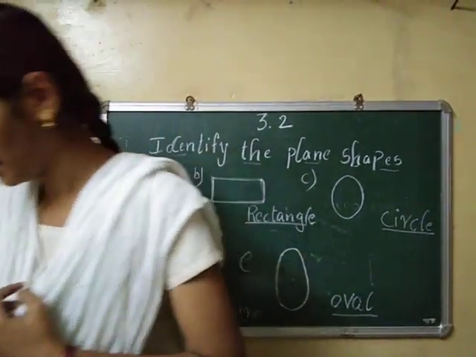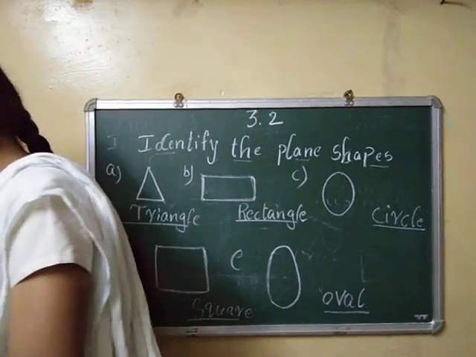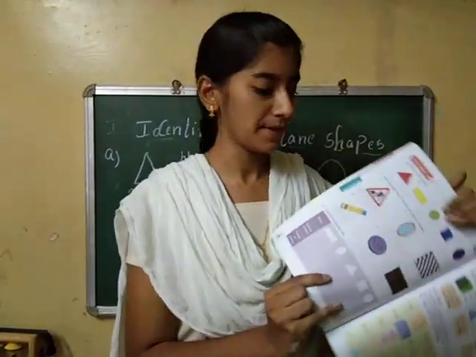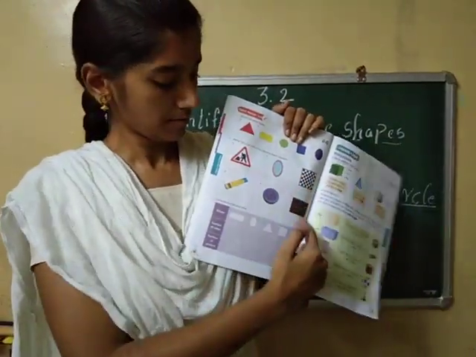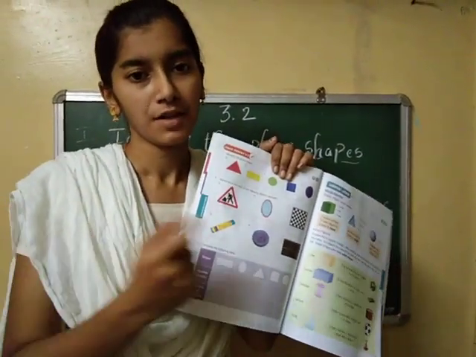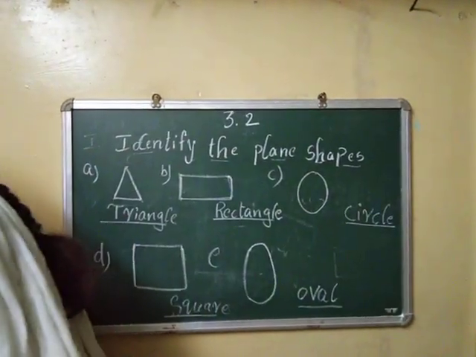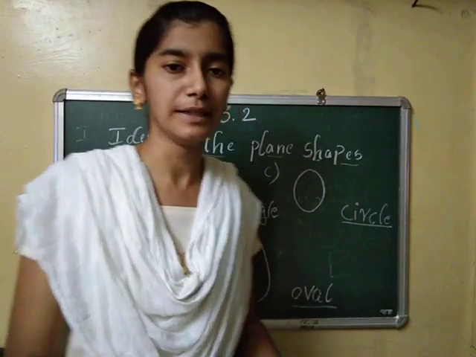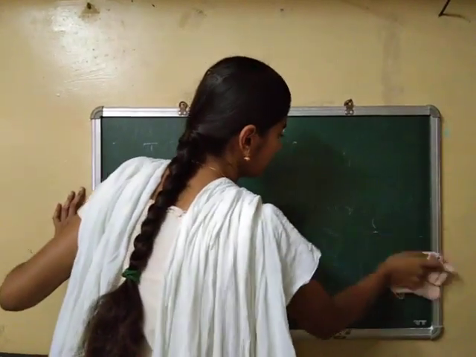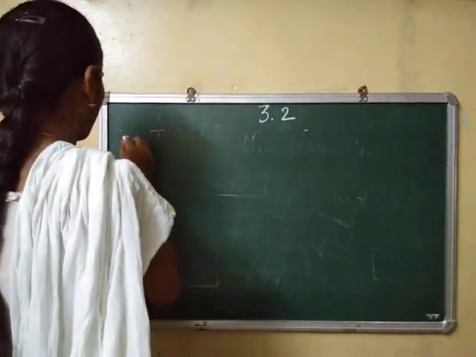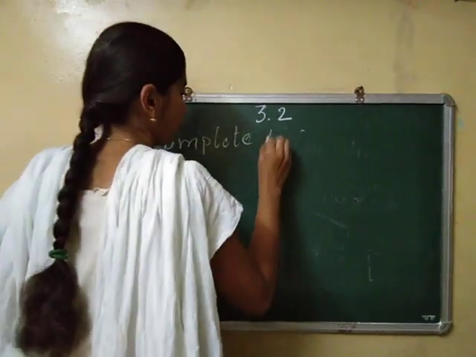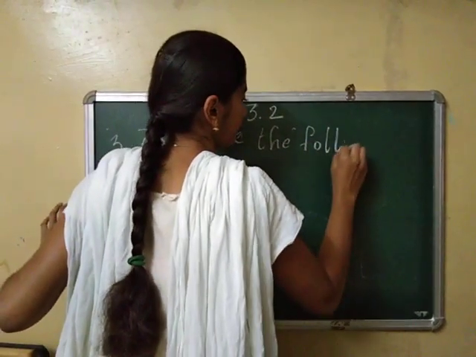The second Roman number, that is, yes, the second Roman number, name the shapes each of the following objects represents. So here we have the objects, and you have to identify which shape each belongs to. Okay, the second is for your home task. So next, if we are moving for the third Roman number in checkpoint 3.2, that is, complete the following.